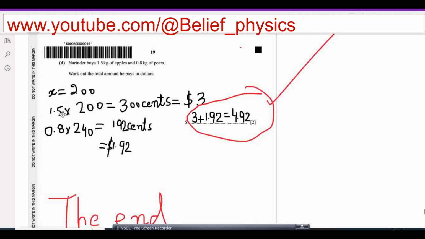So we multiply 1.5 by 200 to get the cost of the apples. It comes out to 300 cents or $3. Also there is 0.8 kg of pears, and the cost of pears was 40 cents more than this. So x plus 40 is 200 plus 40, which is 240. So 0.8 into 240 is 192 cents or $1.92. So total cost is equal to $3 plus $1.92, which gives you $4.92.